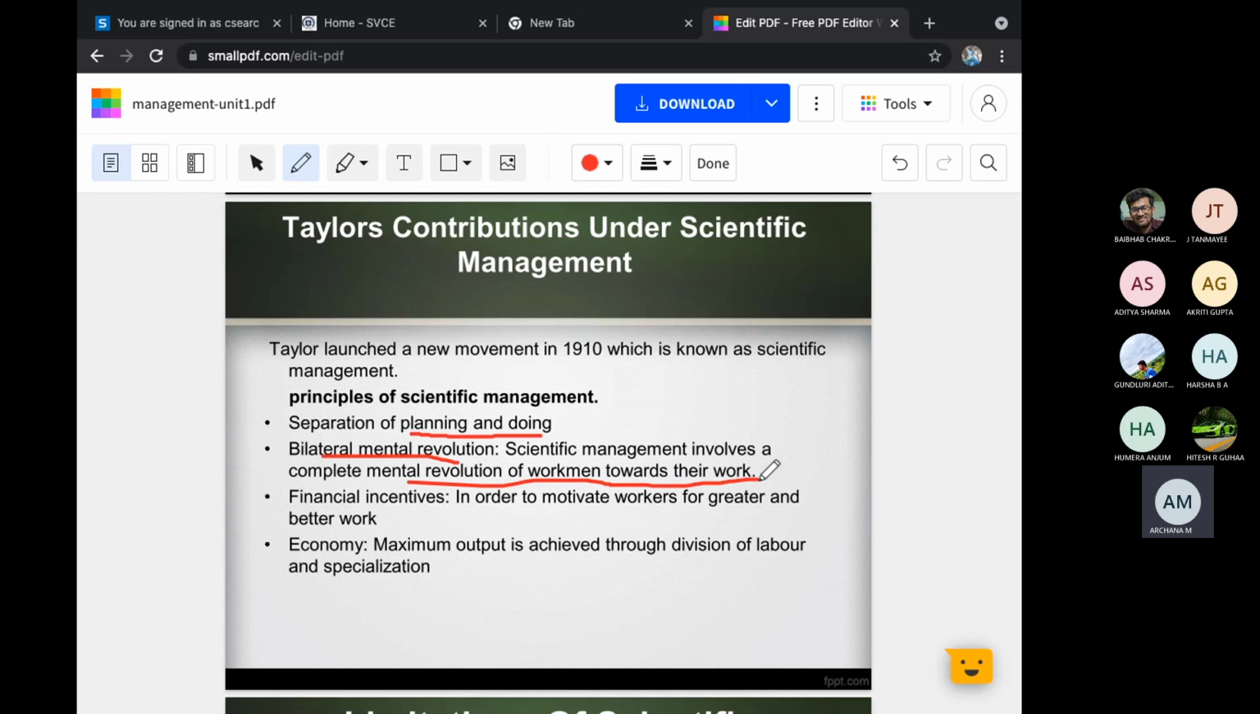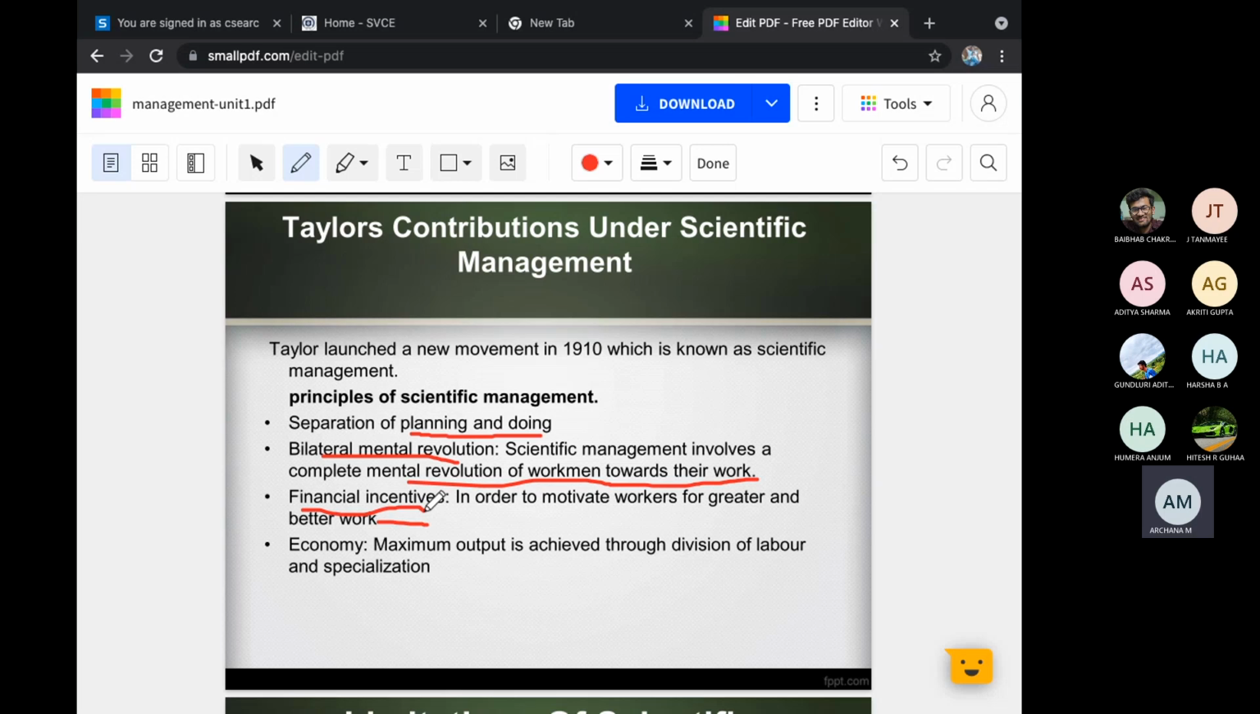Next one is financial incentives. He told that, in order to motivate workers for greater and better work, give some incentives to the people who are working in the company. Any organization you take, you tell them, complete this work in 100 hours or 80 hours, and you get a good bonus. You will be promoted. Certain incentives have to be given to the employees working in a company. These are all the scientific approaches he told to attract the employees in the company.